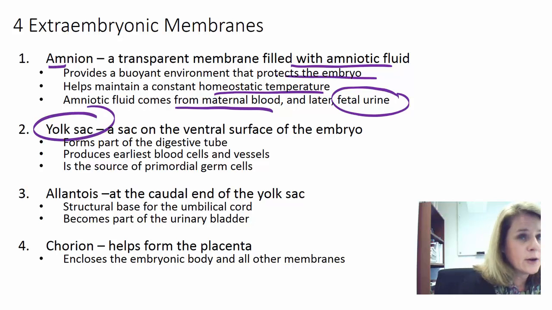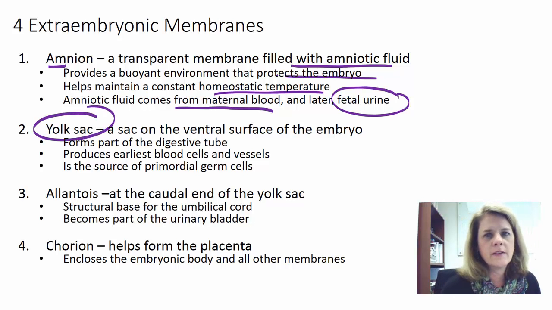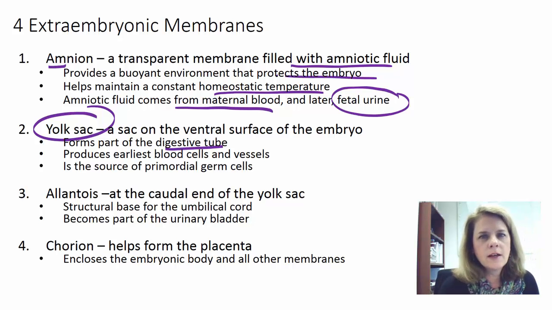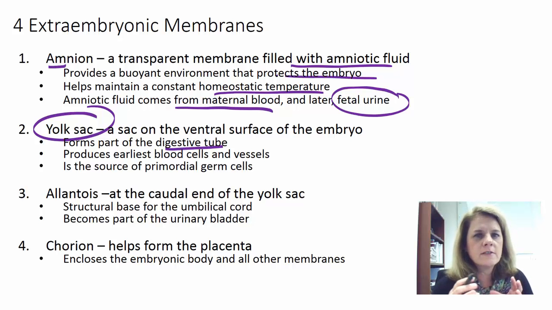All right, the next one is the yolk sac, and it's going to be on the ventral surface of the embryo, that yellow sac that we talked about. It will form part of the digestive tube. Now, if you think about other animals, like a chicken, you have the big yellow yolk inside the egg. Because the chicken's not attached to the mom, you've laid the egg, that yolk sac is providing the nutrition for the developing chicken. So that's the job of the yolk sac in a lot of animals, is to provide the nutrition for the developing baby.